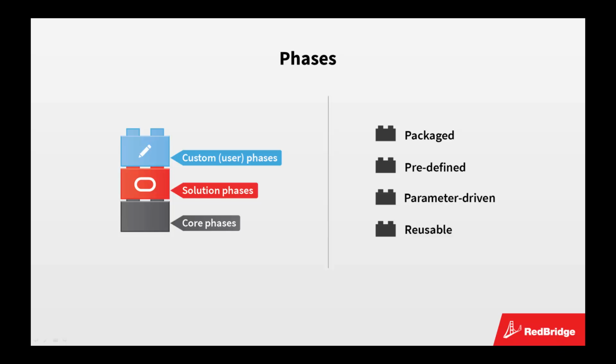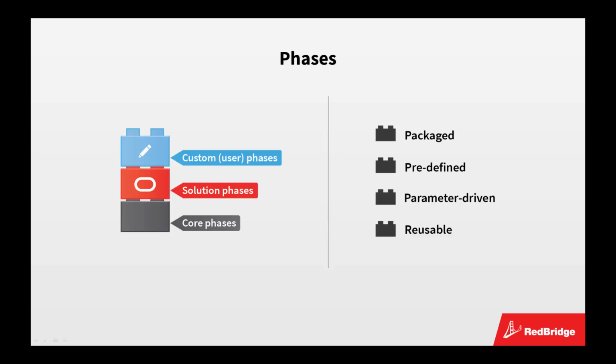Everything is now ready to start working with IKAN ALM. Our final goal is to automate the build and deploy processes. That's where the IKAN ALM phases come into the picture. As we mentioned in the beginning of this video, there are 3 types of IKAN ALM phases: core phases, specific solution phases, and custom phases.